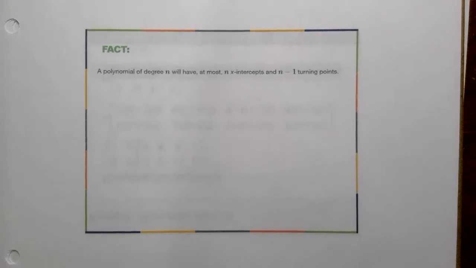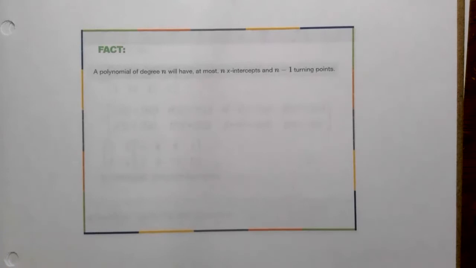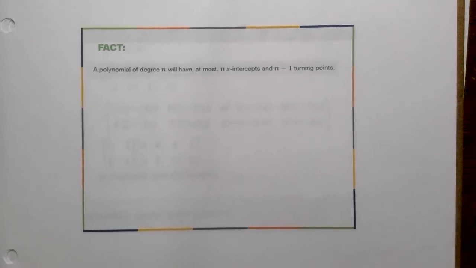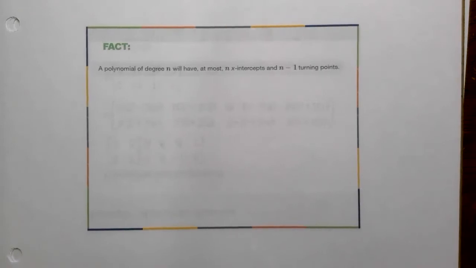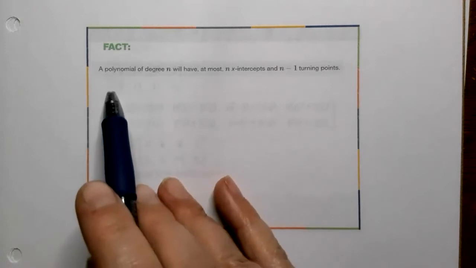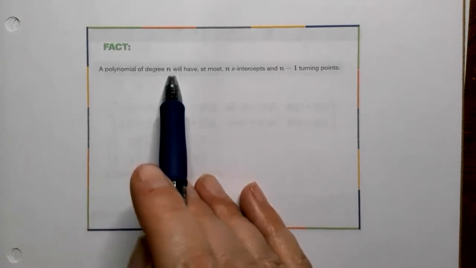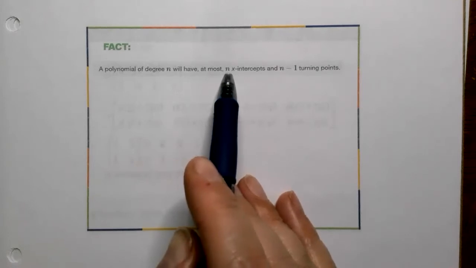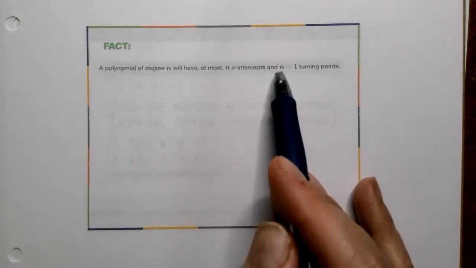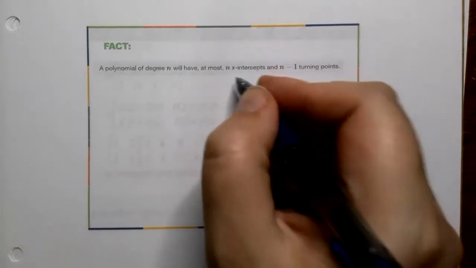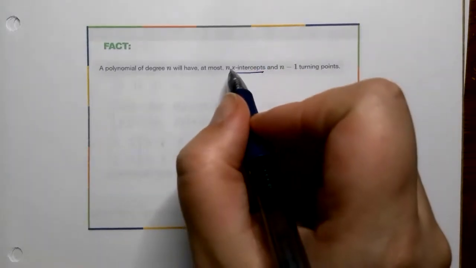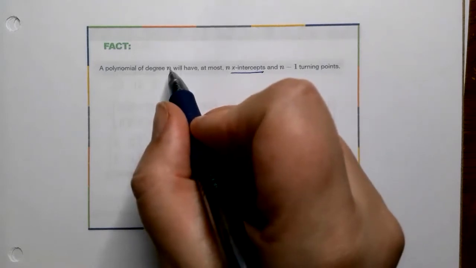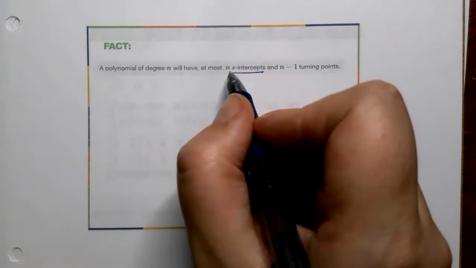In this video, we continue talking about local behavior of a polynomial function, and here's a very important fact about this polynomial function. Actually, it's 2 in 1. Let's read it. It says a polynomial of degree n will have at most n x-intercepts and n-1 turning points. So again, like I said, 2 in 1. We're talking about x-intercepts. So the maximum number of x-intercepts is n, same as the highest degree of the polynomial. But it doesn't have to be exactly n.